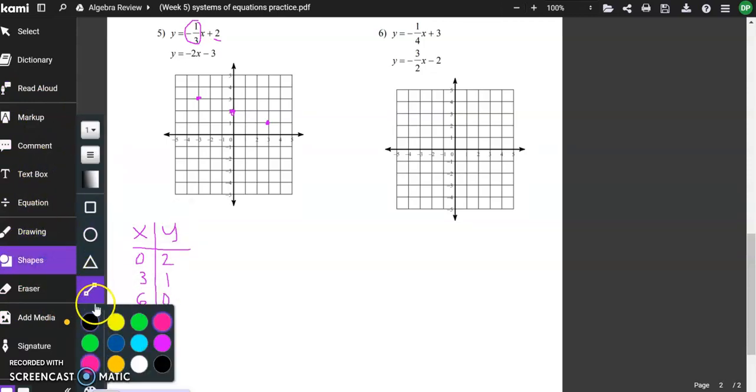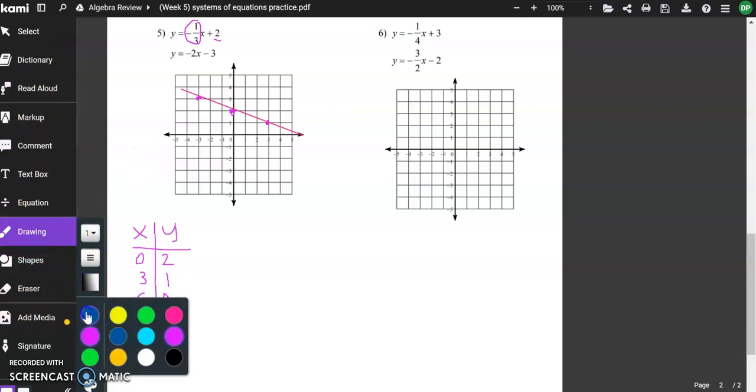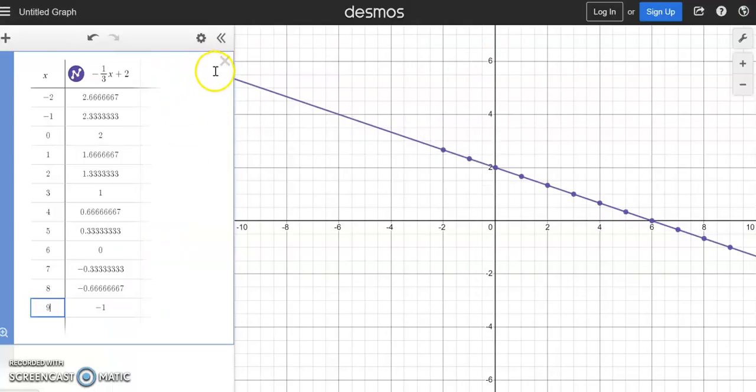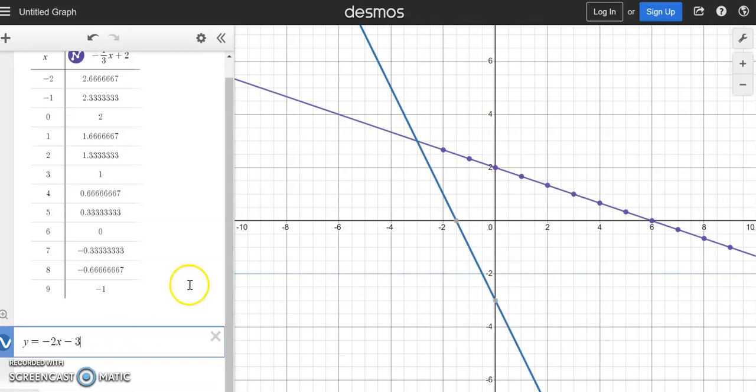So now I'm going to move on, and I'm going to just connect these things. Got myself a nice line to start with. Boom. Okay. I got to just do the same thing for my second line now. All right. So I'm going to change my color so we get a little different, and now I'm going to plug in this y equals negative 2x minus 3. So go to Desmos. I can leave this on there, or I can erase it and start over. So y equals negative 2x minus 3.